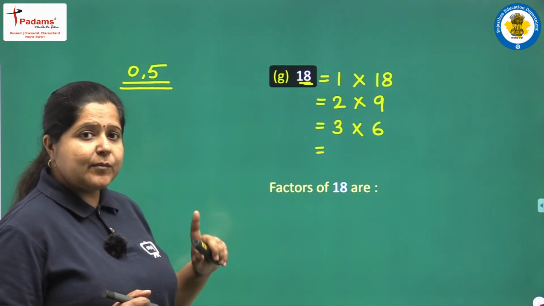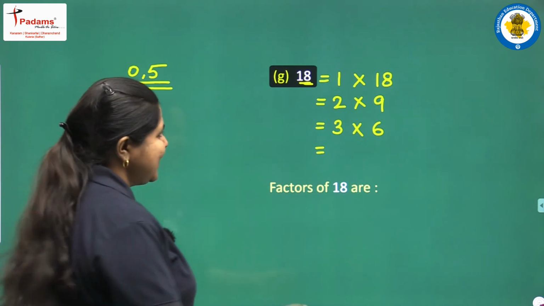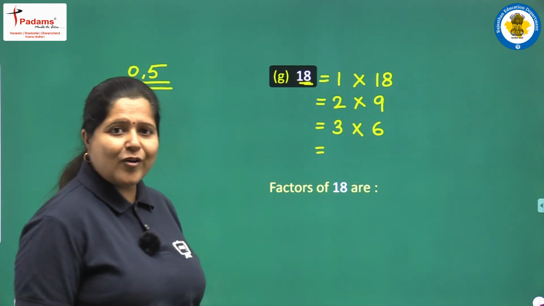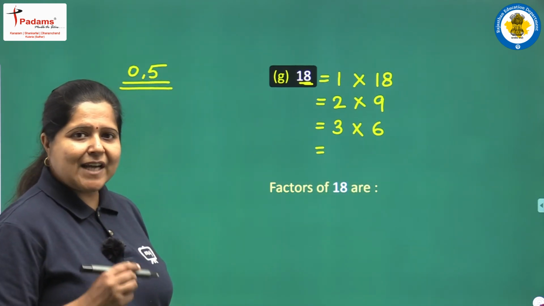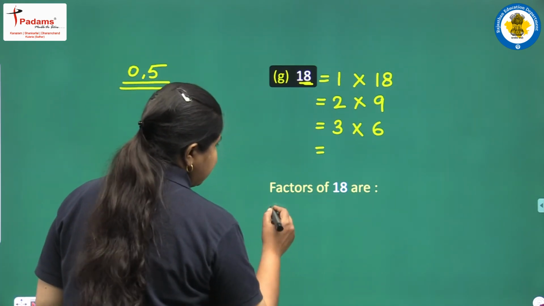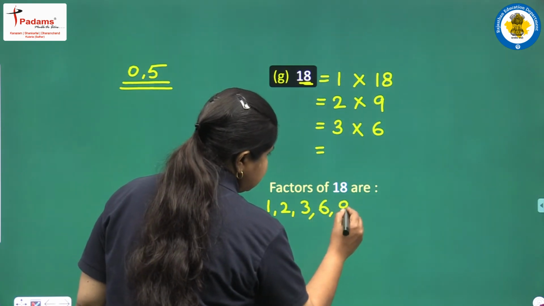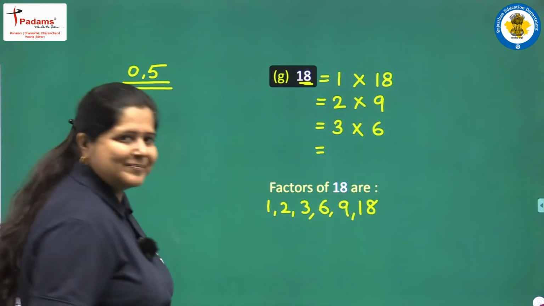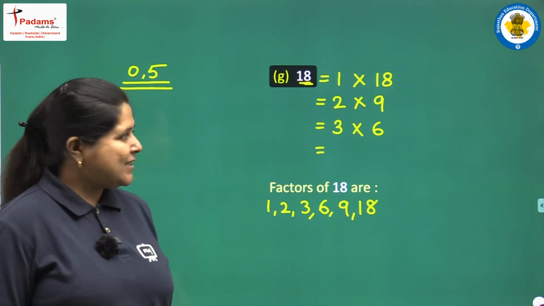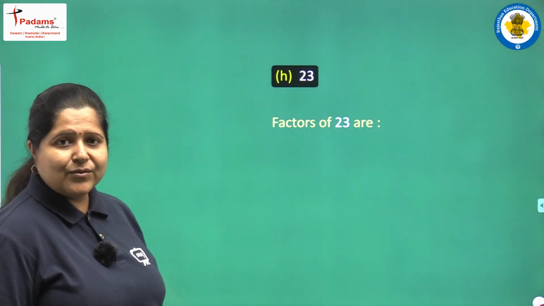Then we come to the table of 6. 6 3s is 18, but here we have taken 3 and 6 already, so the numbers again have started to repeat. We will stop here, and we have all the factors of 18 as 1, 2, 3, 6, 9 and 18. I hope you are getting all these points clearly. Then we move on to number 23.